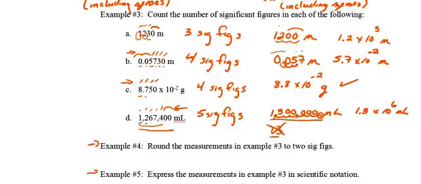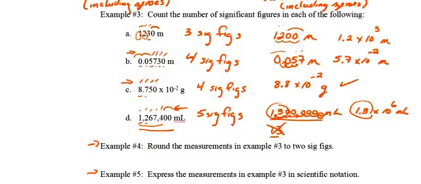Now, how do you know how many digits to carry in your number here? Well, if this number has only 2 sig figs, this number here should only have 2 sig figs. You don't want to write 1.300000 times 10 to the 6th because that's expressing more accuracy than the number actually has. So you don't want to do that. You want to keep the same number of sig figs.